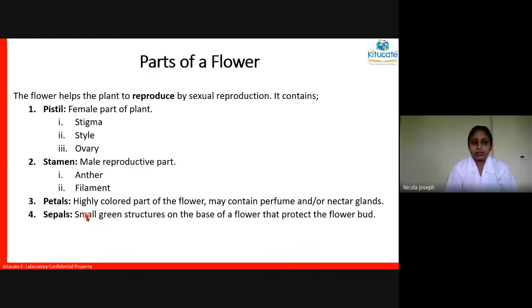Now what happens is, inside the flower the seed is formed. The pistil and the stamen produce the seed. A seed is formed inside the flower. After that, the flower will change into a fruit. So we'll talk about that later.